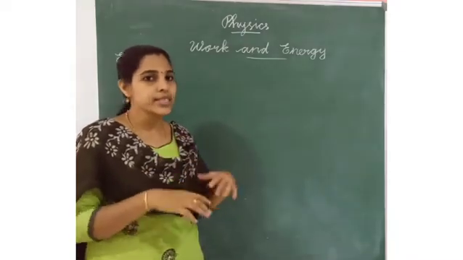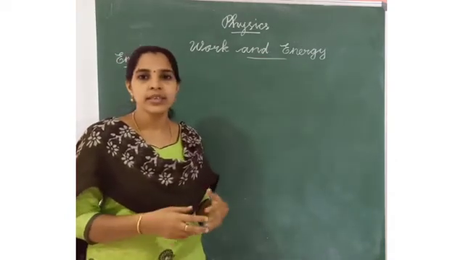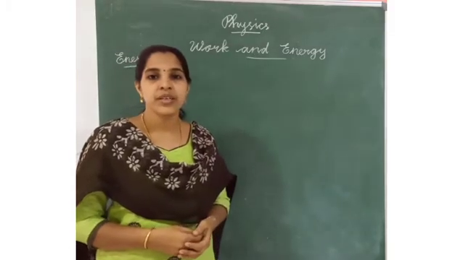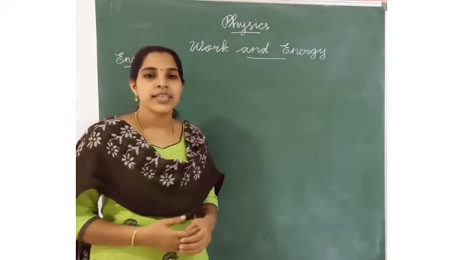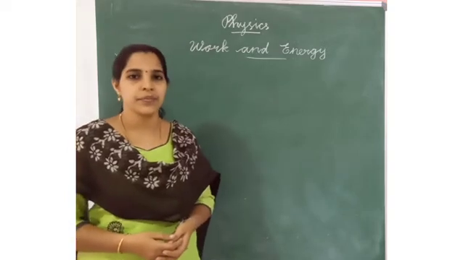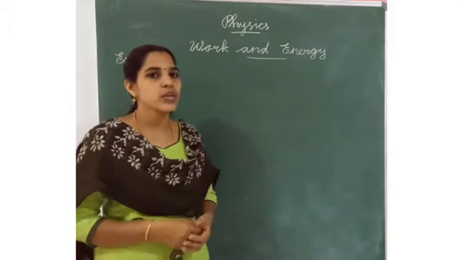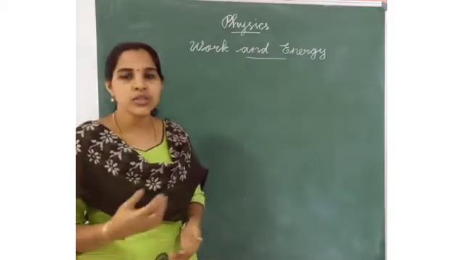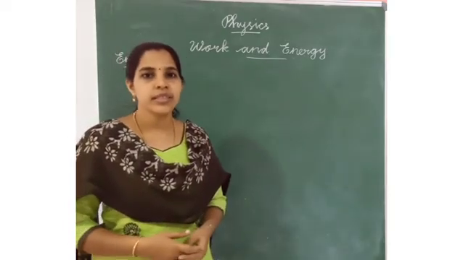If the object is not moving or not changing any size or anything, we cannot say work is done there. Then what is the SI unit of work? The SI unit of work is joule or Newton meter. Then to find the work, we have to use the formula. What is that? W is equal to force into distance.